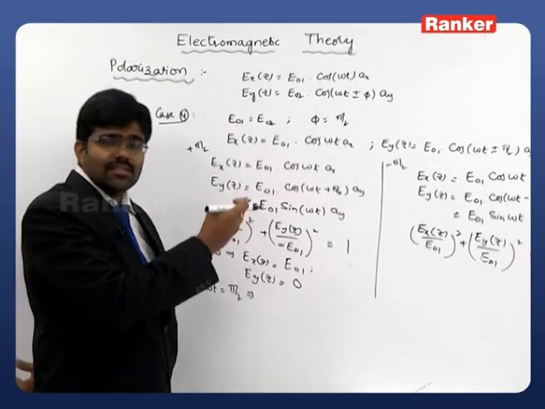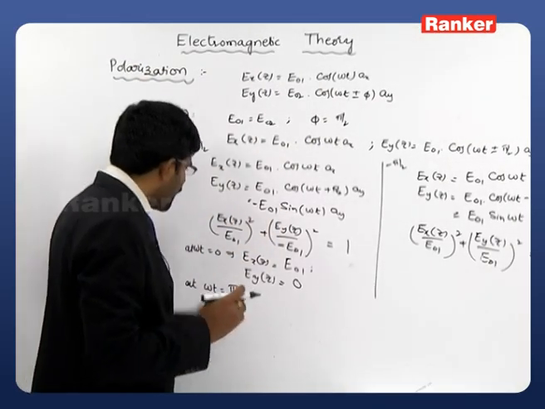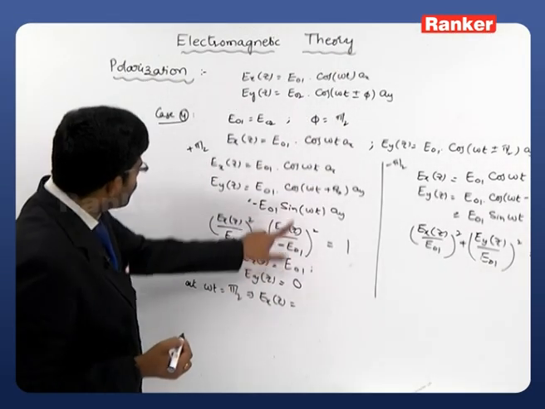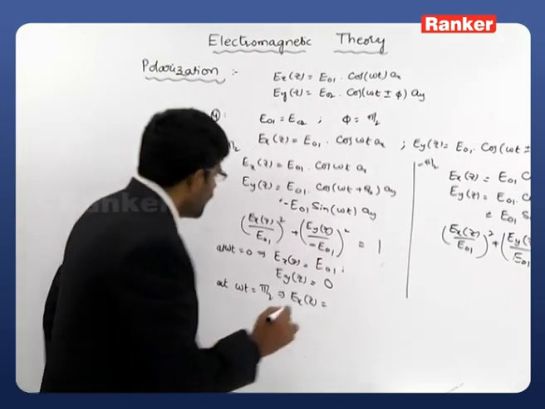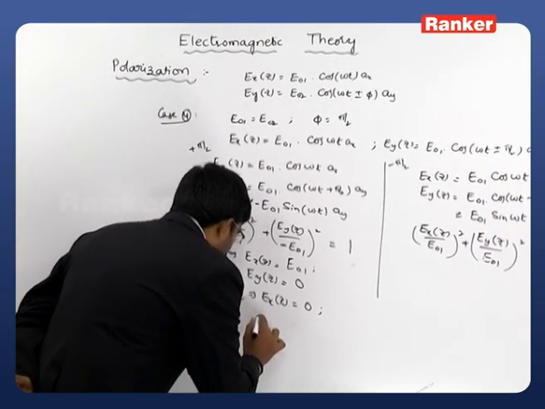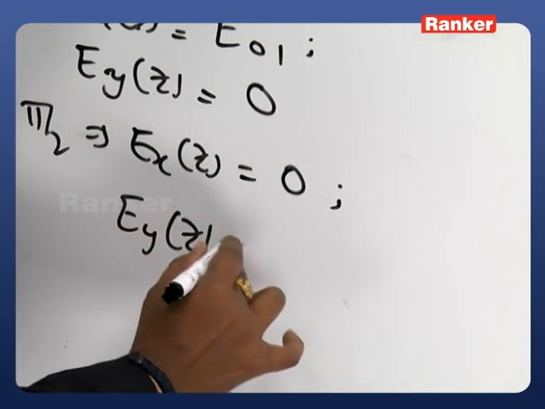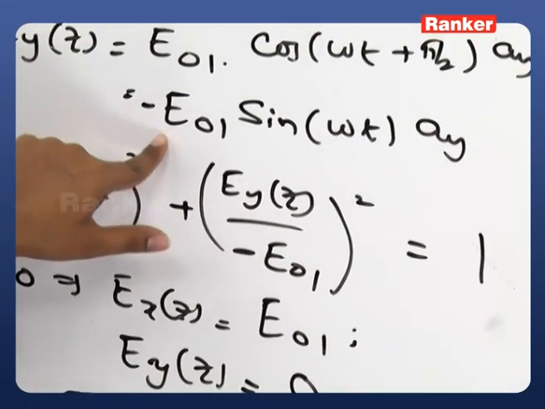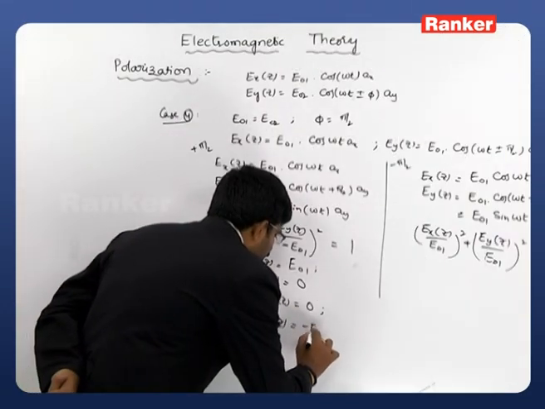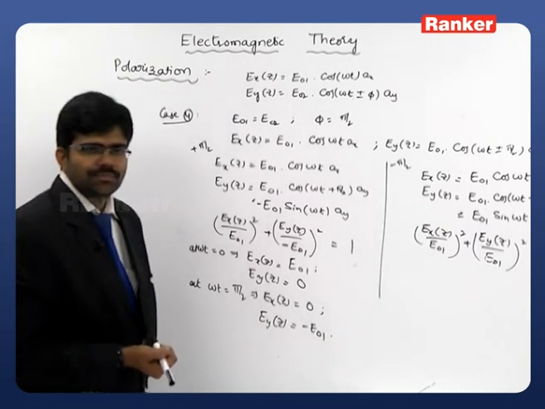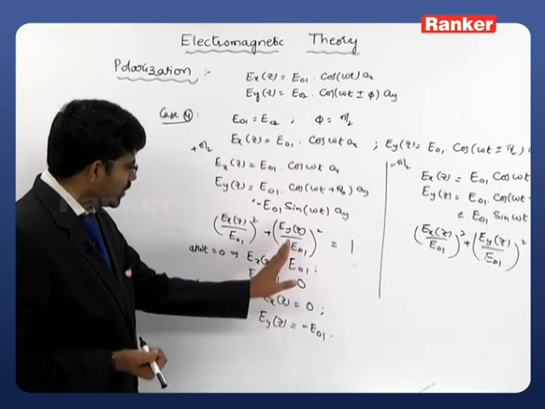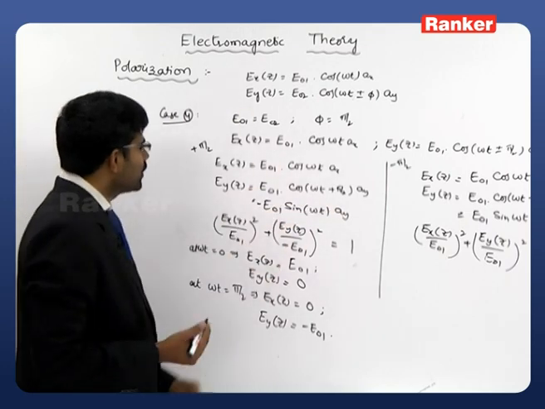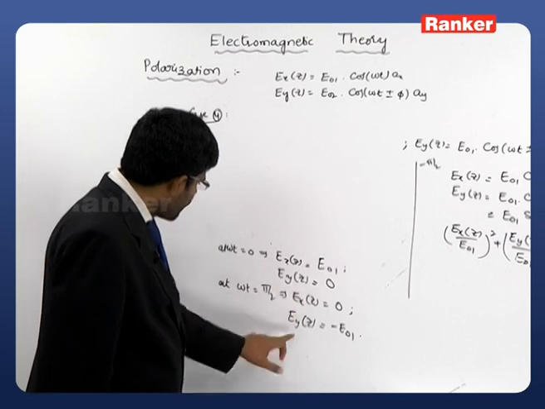Now, at omega t equal to some positive value, pi by 2, I am increasing the time. What is Ex of z? If you substitute pi by 2 here, then we get the entire term as 0, and Ey of z, if you substitute pi by 2 here, then we get 1, so the entire term is minus E01. Now if you want to draw the graph between these two, take Ex on the x axis, Ey on the y axis, and try to draw the graph.